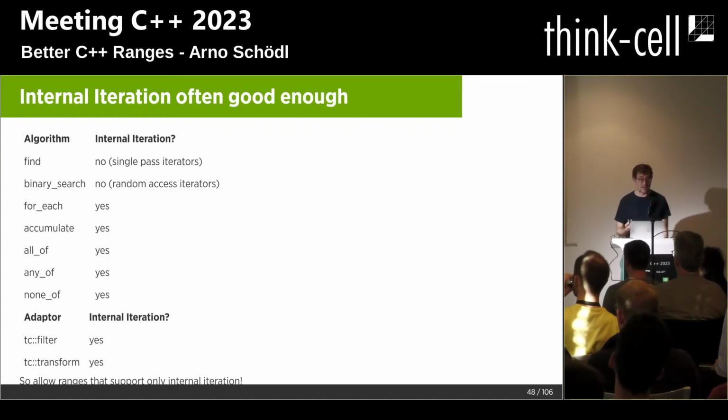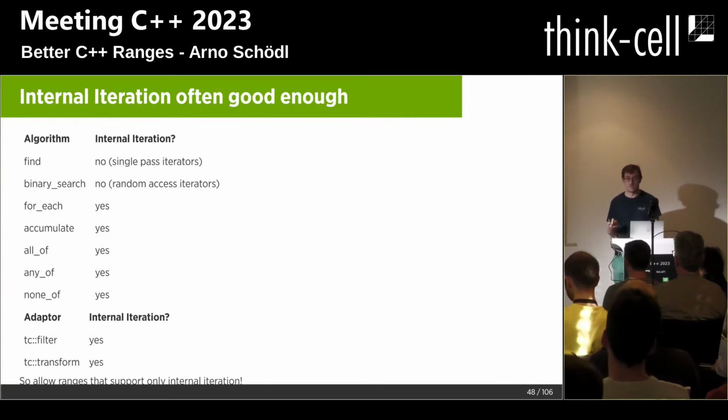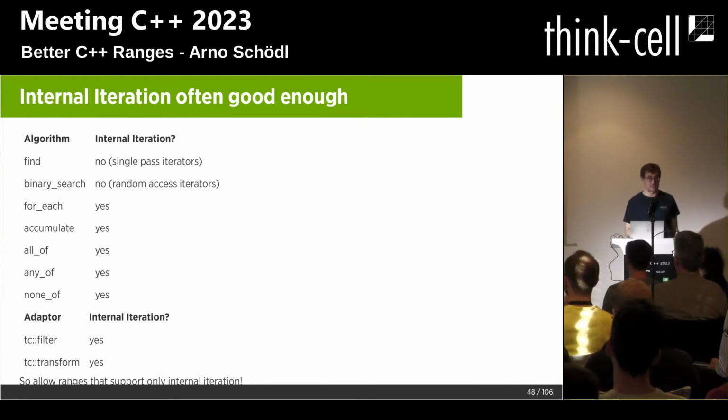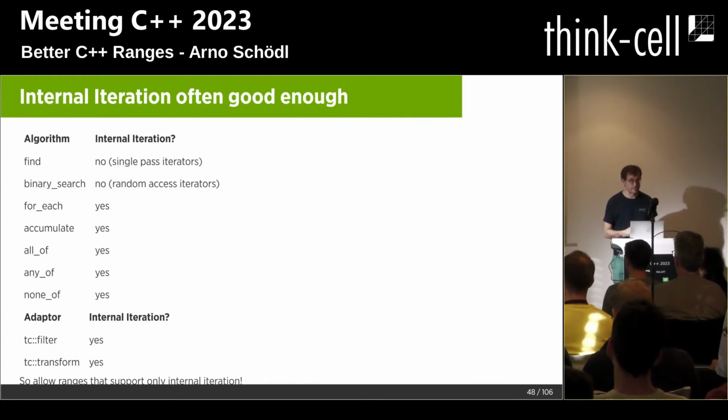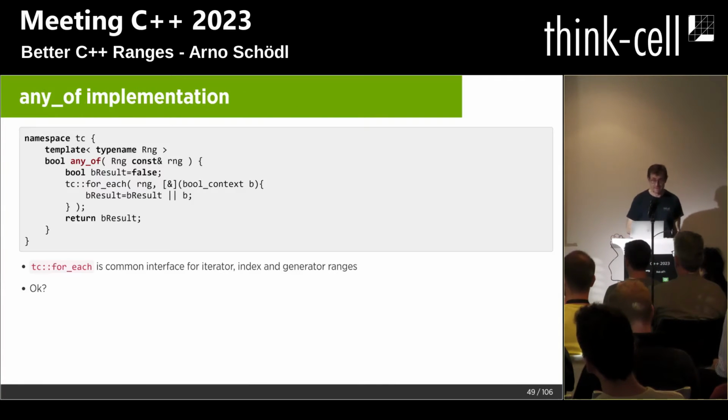We can also have adapters. We can have a filter. We can have a transform for internal iteration. I mean, if you pass me an element, I can transform that element and pass it on. No problem, right? So these algorithms in the standard think-cell library all support internal iteration.